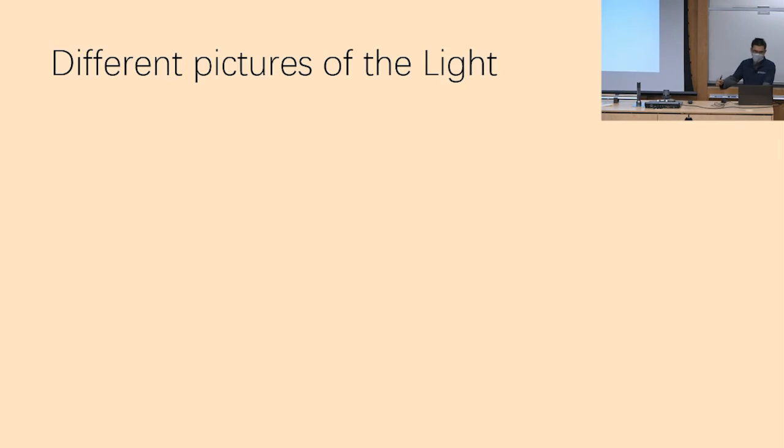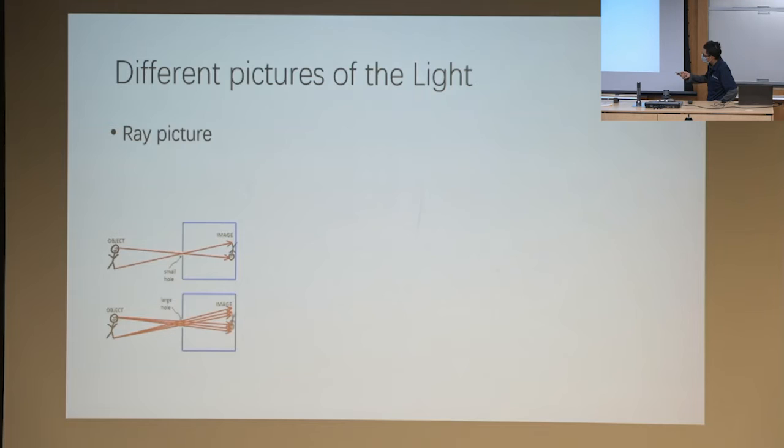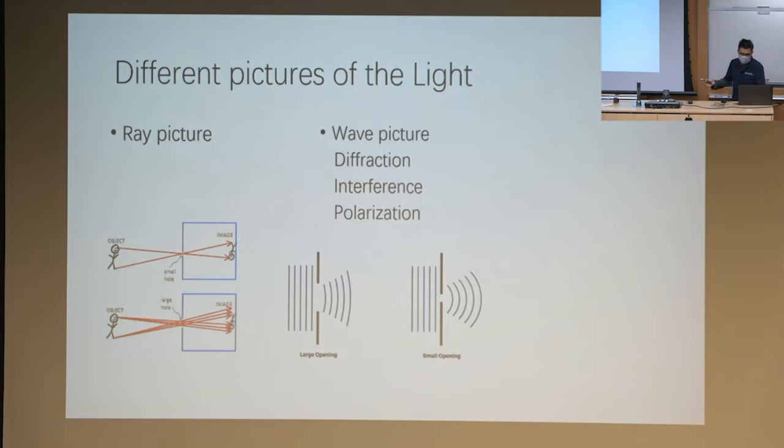So there are a couple of pictures of light. The first one is the ray picture. If you see the object through a peephole, then the image is reversed on the image plane. But if the hole is bigger, then you can see your image is more blurred. So this is a ray picture.